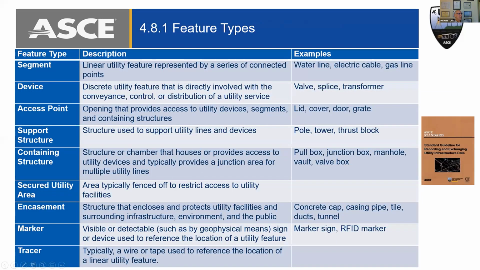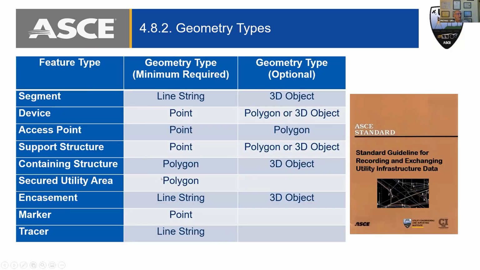This is just, don't memorize this, but just know that most everything out there that's a utility is going to fall either under a segment or a device. And then if not, then you might have a support structure, would be a pole, or encasement would be a casing pipe or something like that, or markers. So we really brainstormed. We looked at all the states and all the DOTs, and when we looked at their survey feature codes, we tried to accommodate all that. And it really came out to be a very simple process.